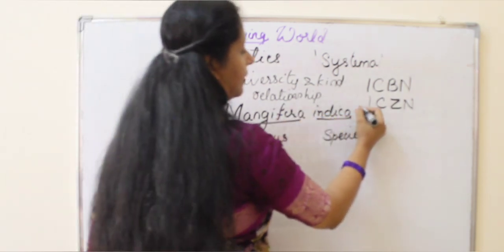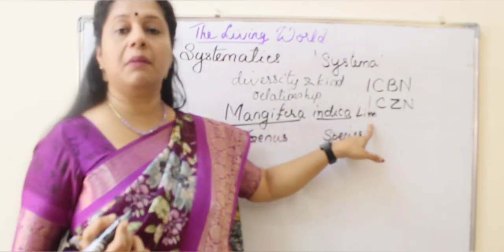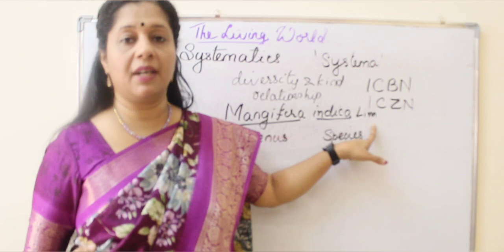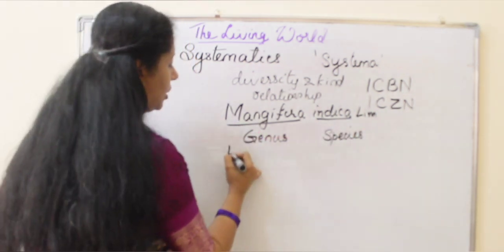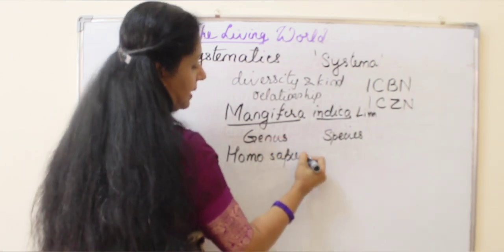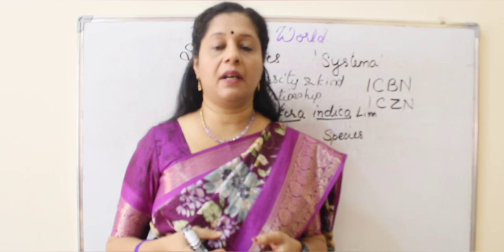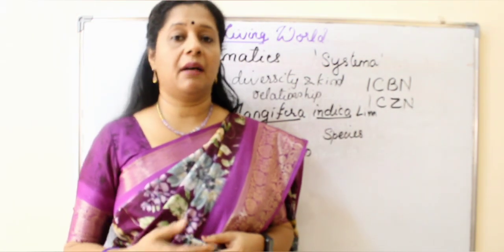Sometimes you will see after this L-I-N-N, Linn. This shows that this name was given by Linnaeus. So his name in short form is given at the end. Like we have other names also. For human beings, the scientific name is Homo sapiens, right? Or coconut, we say Cocos nucifera, rice is Oryza sativa. Many scientific names we will come across.